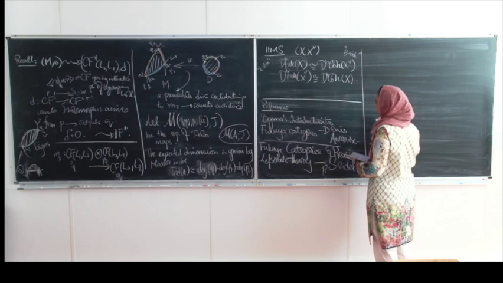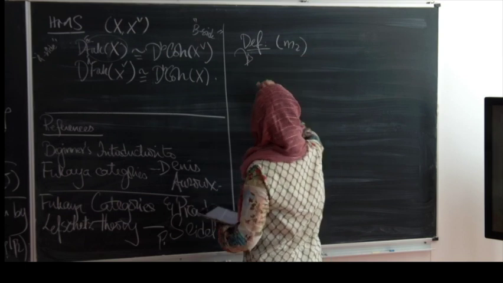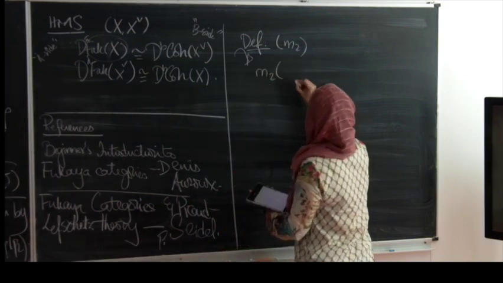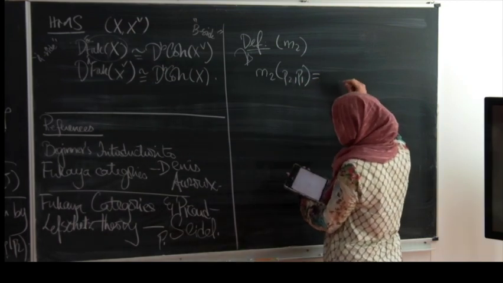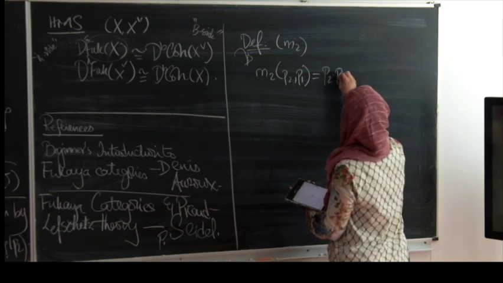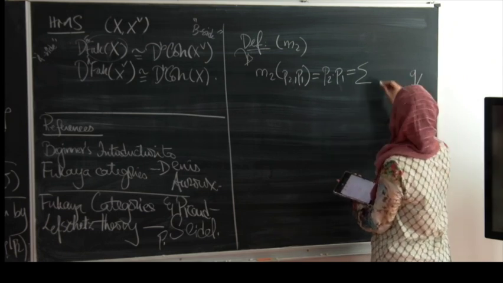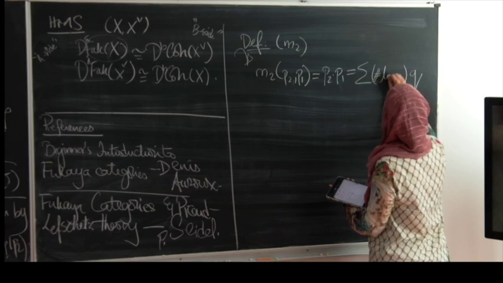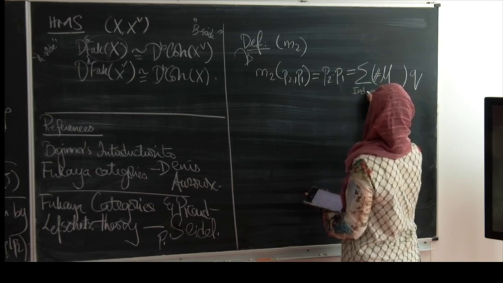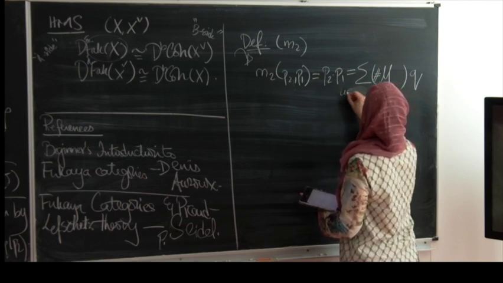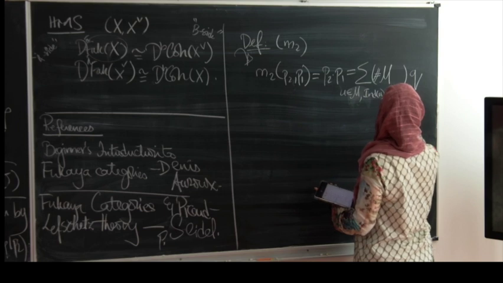All right, so the definition of M2 is the following. M2 maps P2, P1 to the product of P2, P1, which means you sum over all outputs and you weight it by the number of elements in this M, such that for all u in M, the index of u equals 0.